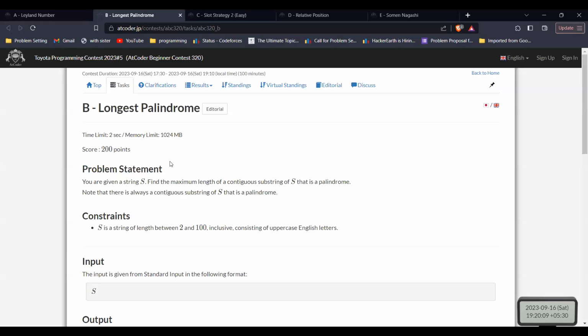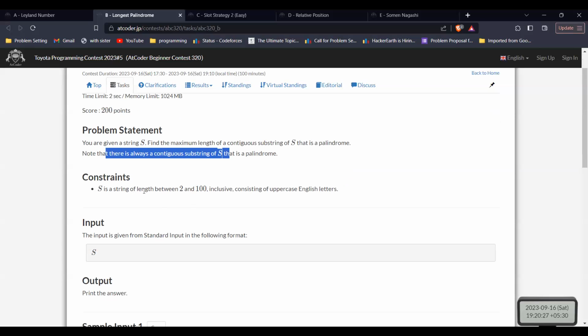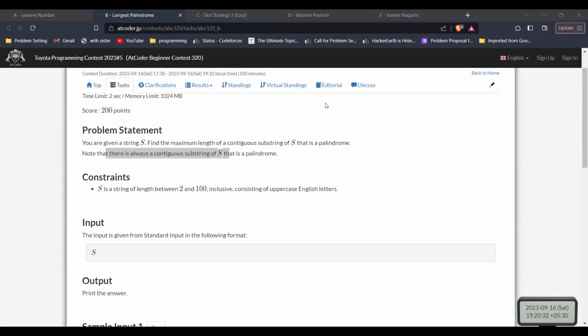So this is the next problem. In this problem, we are given a string S, and we have to find the maximal length of a contiguous substring of S that is a palindrome. Now, in this problem also, as we can see, the length of the string is between 2 and 100. So we can again simply brute force our solution.